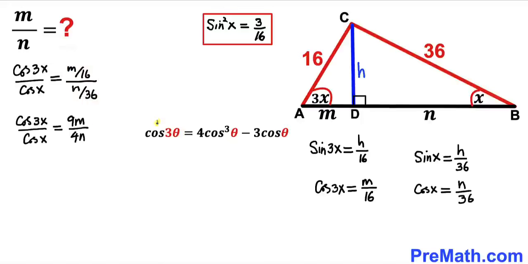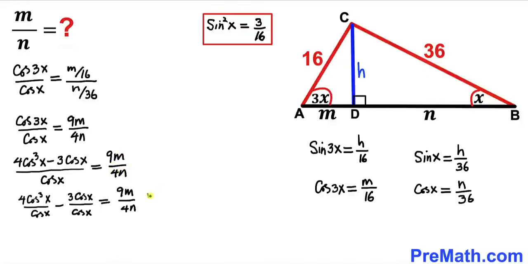And now let's recall another famous trigonometric identity. Cosine of 3 theta is equal to 4 times cosine cube theta minus 3 times cosine of theta, and we are going to apply this identity on the left hand side numerator. So therefore the left hand side is going to become 4 times cosine power 3x minus 3 times cosine of x all over cosine of x is going to be equal to 9m divided by 4 times n.